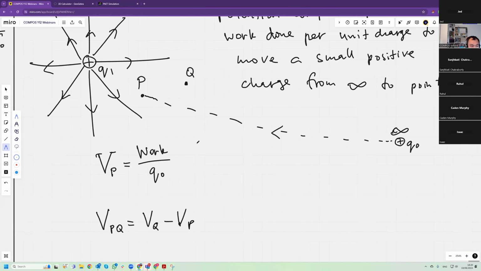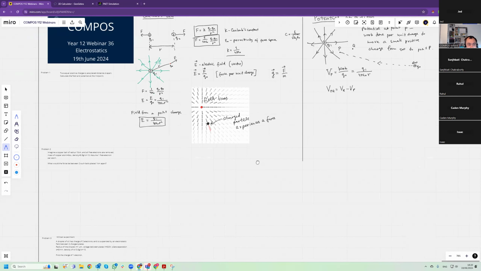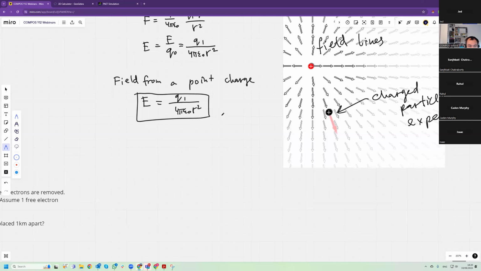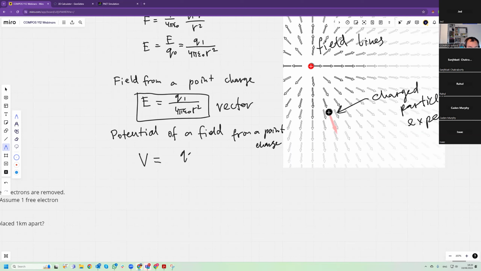And it turns out that the potential of a field is Q1 divided by 4 pi epsilon 0 r, which is very similar. The expression is very similar. So the field of a point charge is a vector, but the potential of a field from a point charge is V equals Q1 divided by 4 pi epsilon 0 r. But this is a scalar. And I will demonstrate the difference to you.